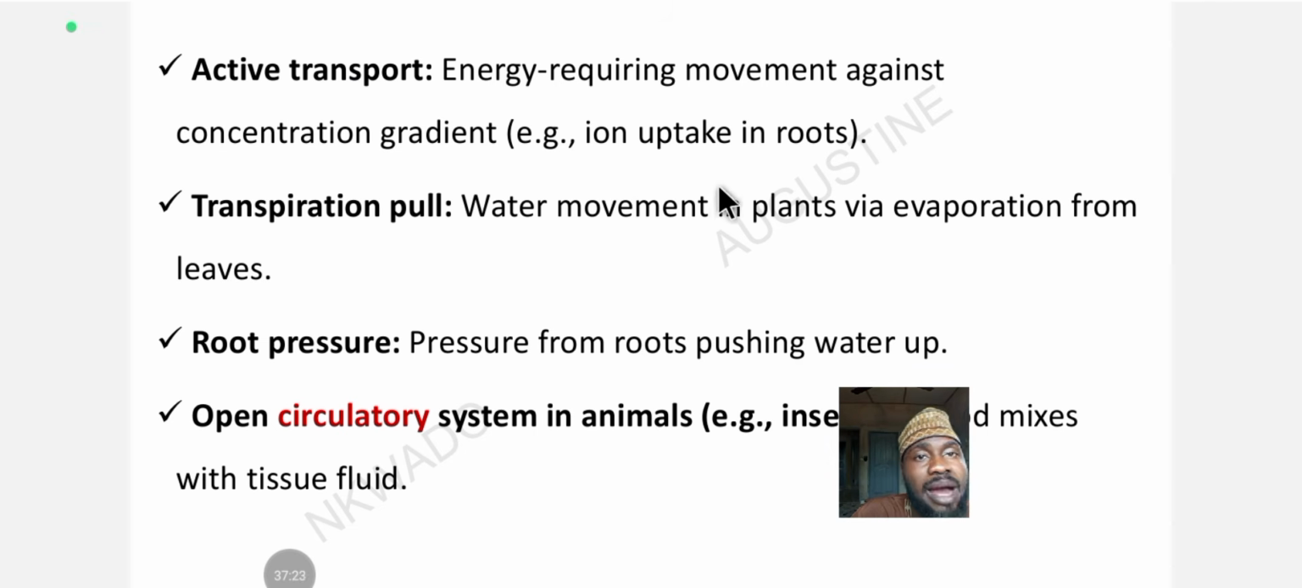For example, it requires a potassium pump. The potassium pump is a common one that is required to pull nutrients or ions from the roots to other parts of the plant. All right, so that's active transport. Active transport is active. It requires energy for uptake to function.